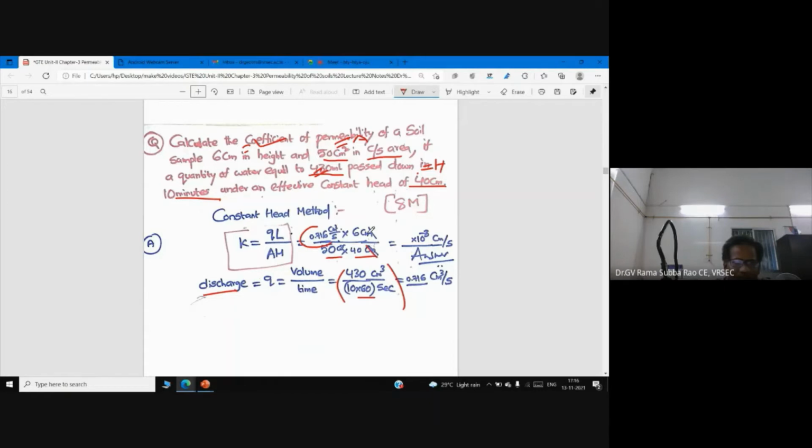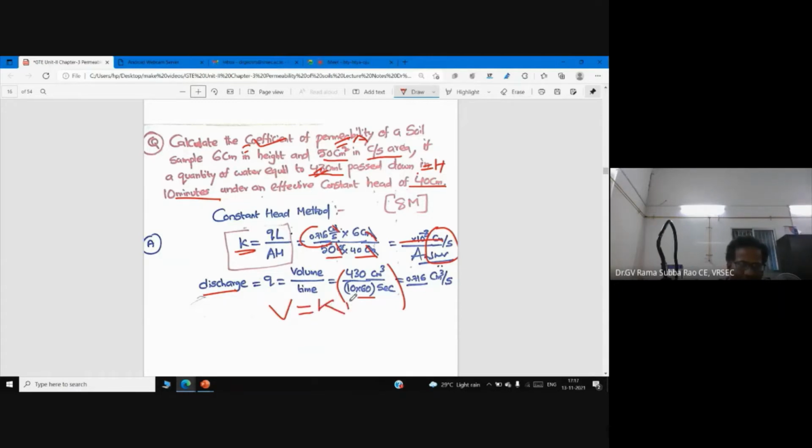Now let us cancel centimeter. Centimeter square, centimeter cube. So very interesting to see, I am getting the answer in centimeter per second. Let me tell you, the coefficient of permeability has equivalent units of velocity. Because it's very interesting to know, V is equal to Ki, Darcy's law.